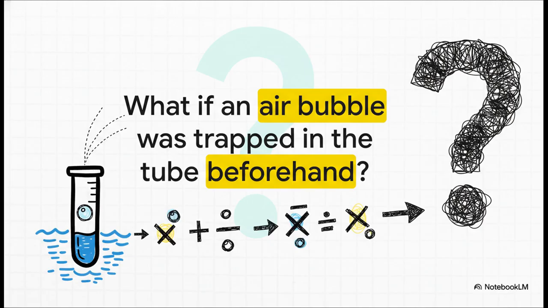What if you had a tiny air bubble trapped in your collection tube right from the start? That extra air would add to the volume of hydrogen you collected, making your measured volume bigger than it should be. Now, how would that one small mistake ripple through all 4 of your calculations and change your final answer? It's a great reminder that in science, thinking about what could go wrong is just as important as getting the right answer.